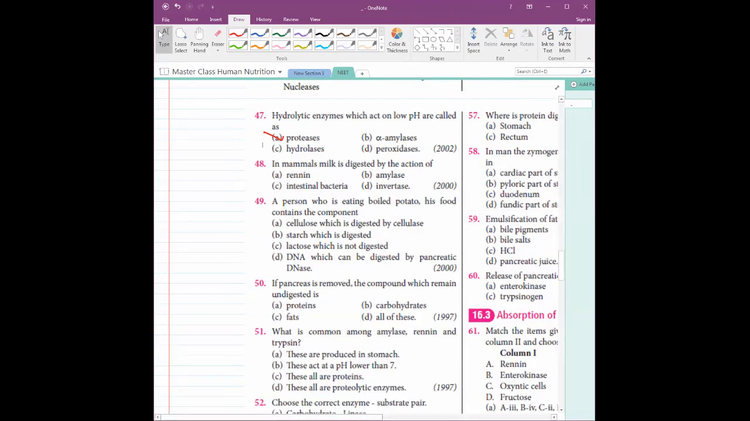But also remember, protease is a general term which is used to talk about protein-degrading enzymes. So just keep that in mind as well. Okay, next question is for Zui. In mammals, milk is digested by the action of. Very simple. Okay, it is renin. Just a moment, guys.